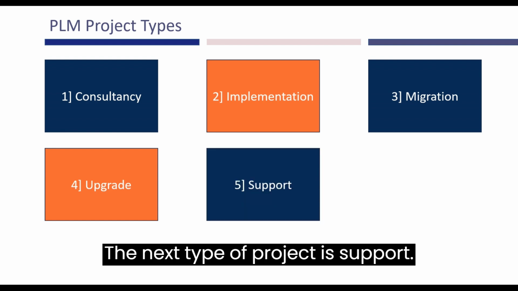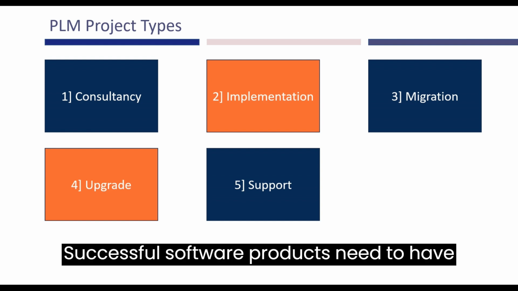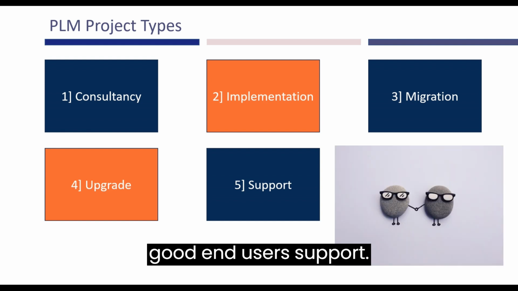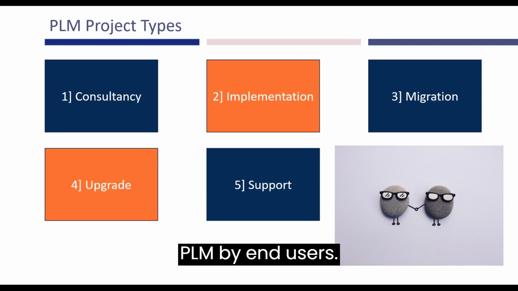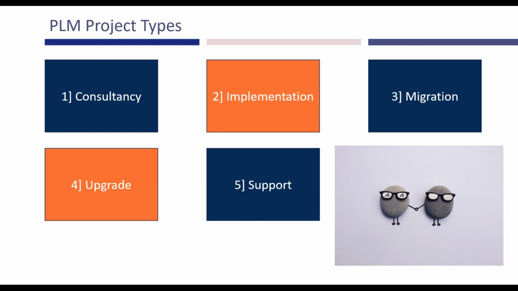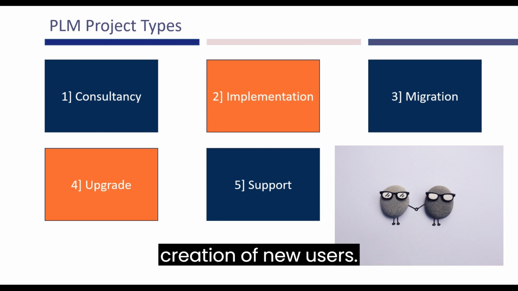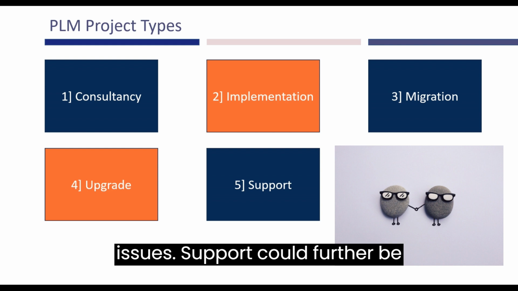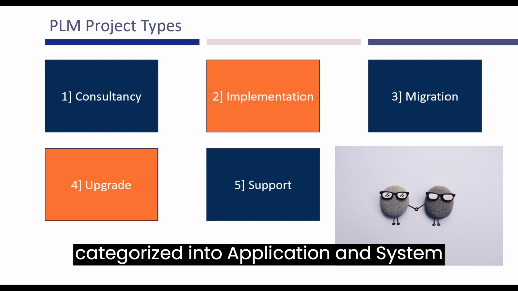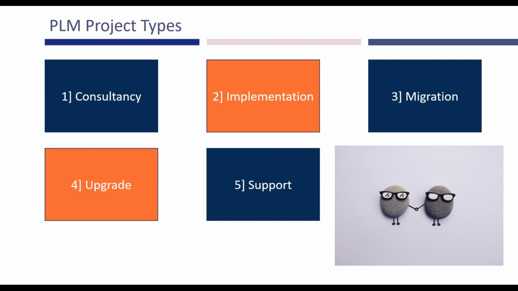The next type of project is support. Successful software products need to have good end user support. Otherwise, it would impact the adoption of PLM by end users. Support could range from simple how-to, creation of new users, analysis and fixing of application issues. Support could further be categorized into application and system support to keep the lights on.